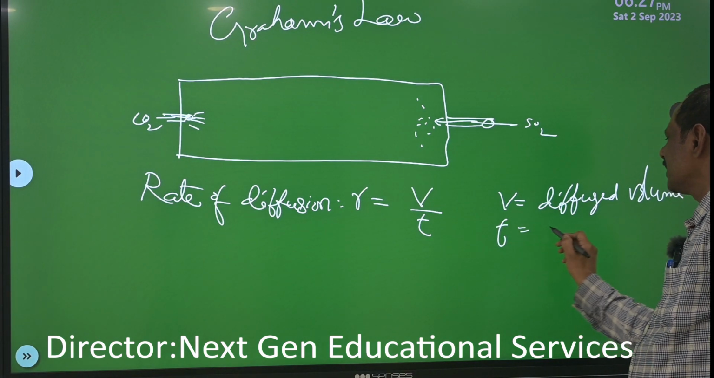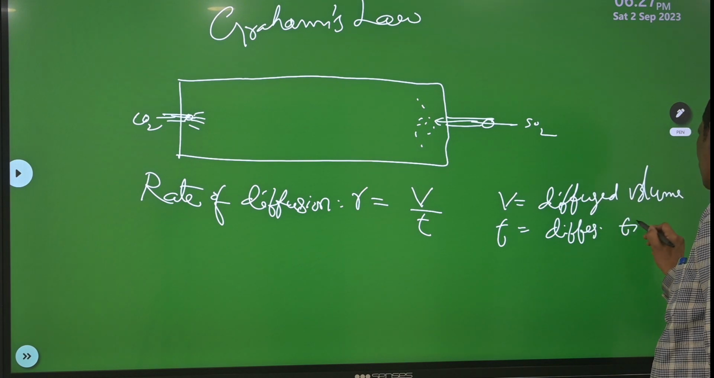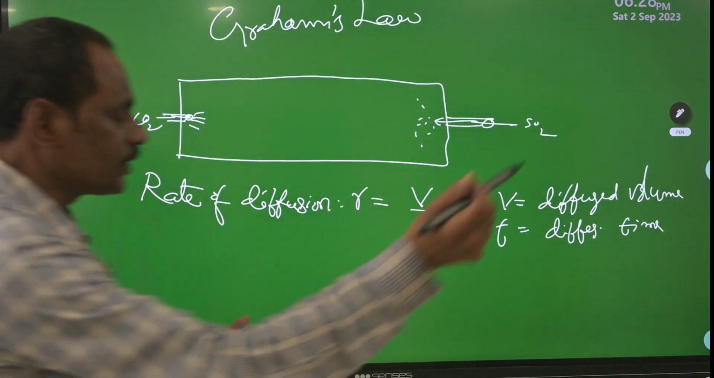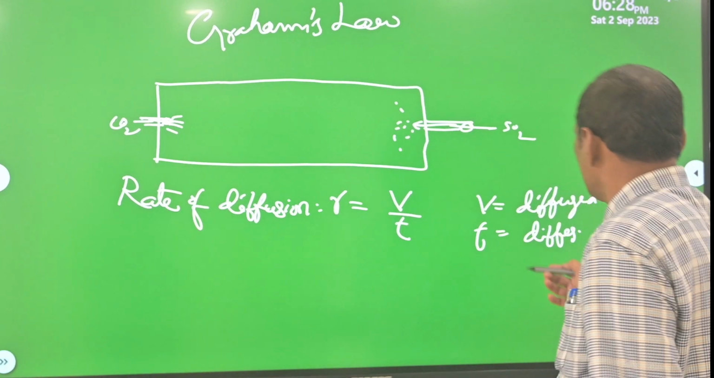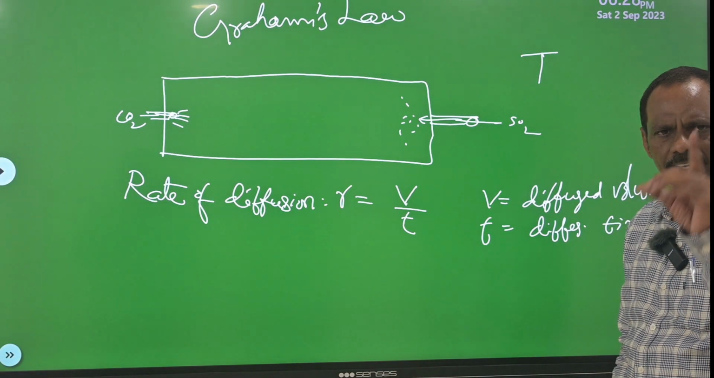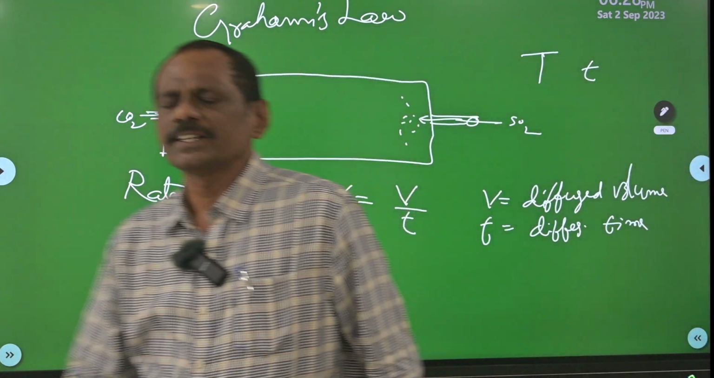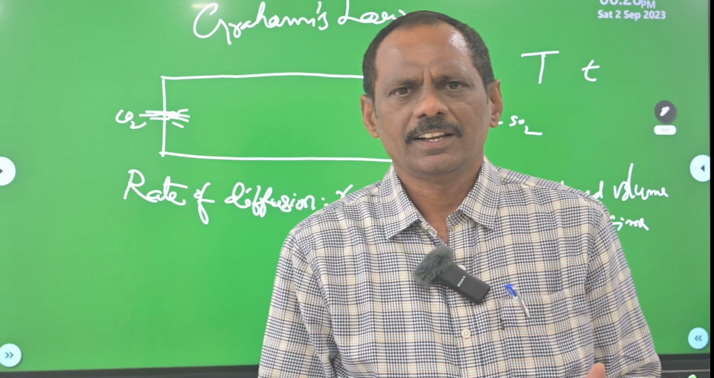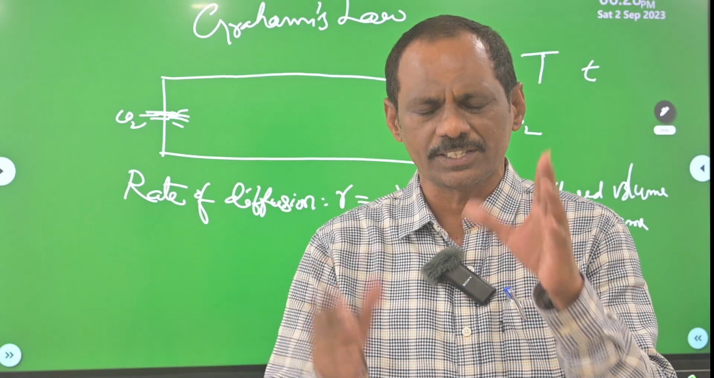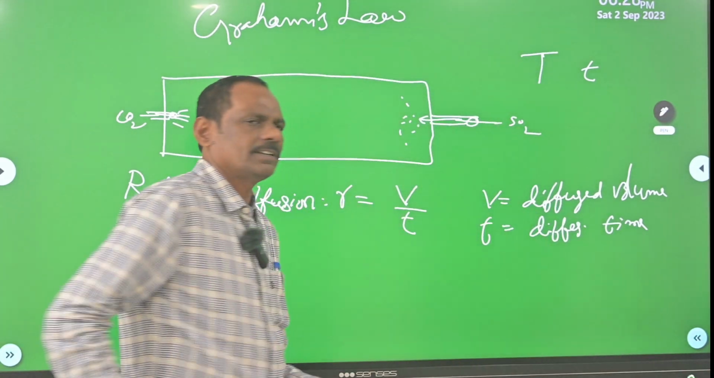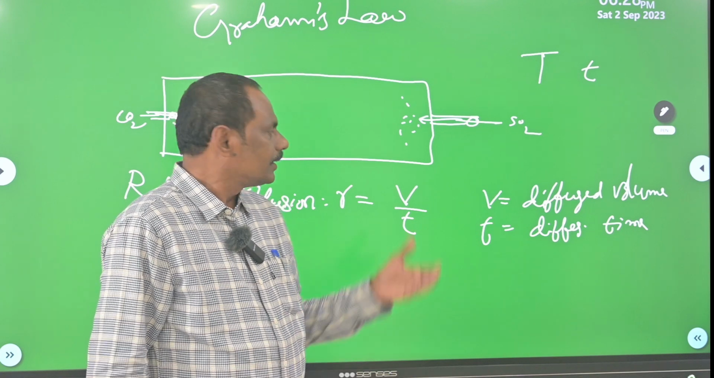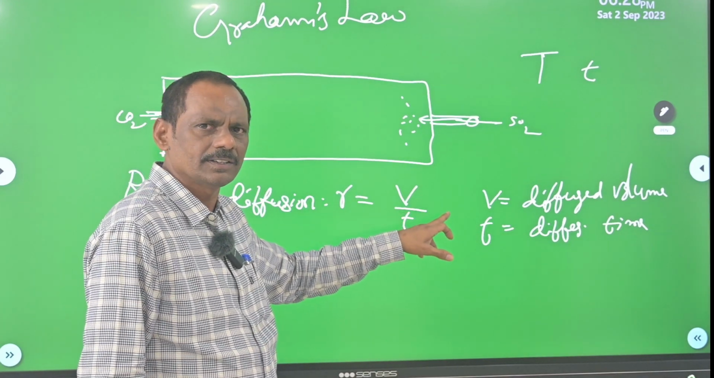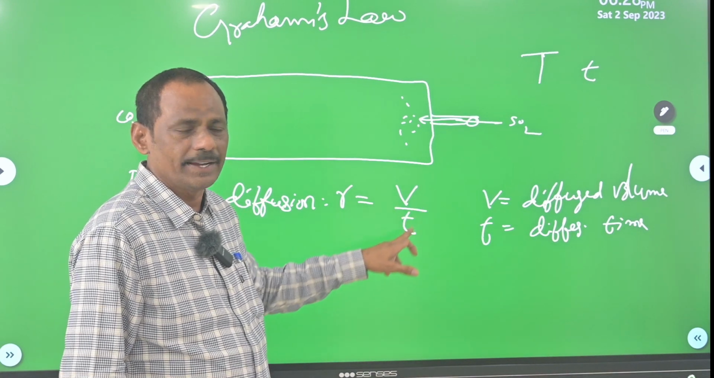What is t? Diffused time. Please don't confuse. Small t is the diffusing time, but it does not indicate temperature. Sometimes students may confuse the t. Capital T indicates temperature. Here the small t indicates time, diffused time. Therefore, we completed two definitions. What is diffusion? The intermixing of gases irrespective of gravitational forces to form a homogeneous mixture. And the rate of diffusion is the volume of gas that diffuses per unit time. Therefore, rate of diffusion is equal to the diffused volume of a gas by the diffused time, V by t.